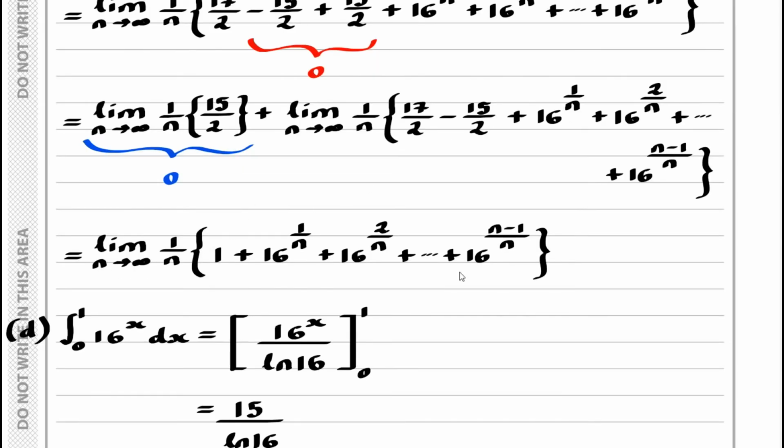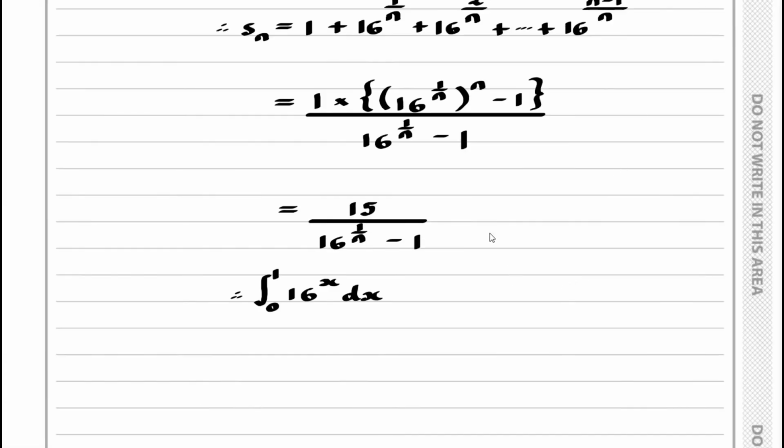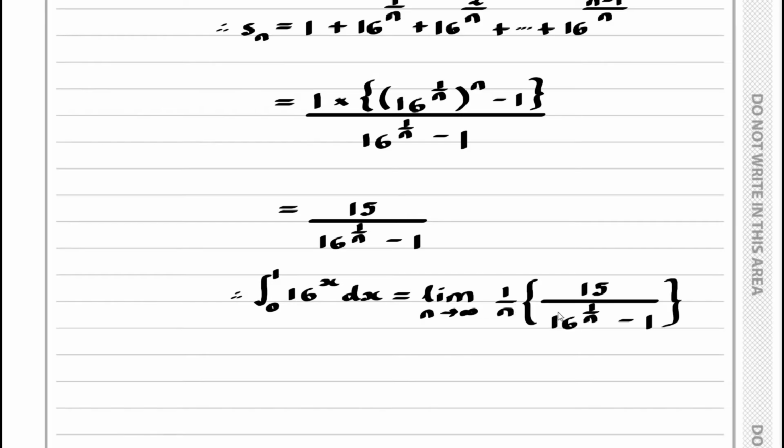And if we use the result to part C, I know what this bracket is, I've just worked that out. So I've got the limit as n tends towards infinity of 1 over n multiplied by the result of this bracket. So I've got the integral of 16 to the x with respect to x from 0 to 1 equaling the limit as n tends towards infinity of 1 over n multiplied by 15 over 16 to the 1 over n subtract 1.